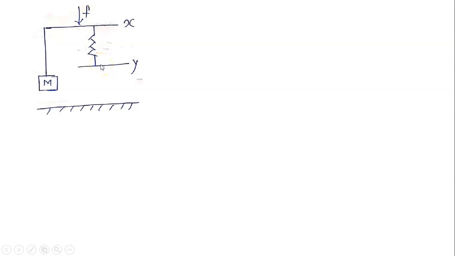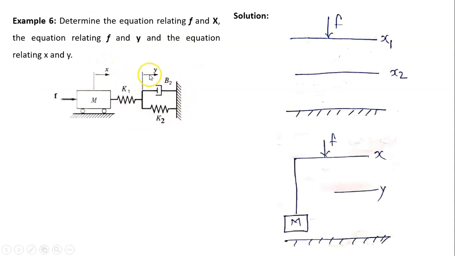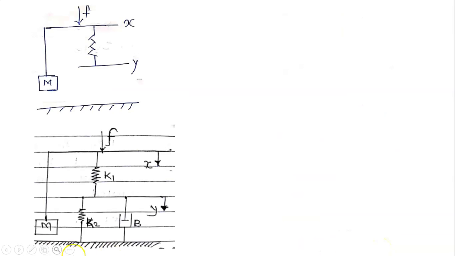Now at the y coordinate, again we look at the diagram. Which two elements are there? Damper b2 and spring k2. One end of the damper b2 and spring k2 is connected to the y coordinate and the other end is connected to the ground. Therefore, we insert these two elements here, spring k2 and damper b2. The resultant diagram will be like this. Mass m is already there, this is the spring k1, and one end of spring k2 is connected to the y coordinate, the other end to the ground. Similarly, damper b2 is connected to the y coordinate and the other end to the ground.